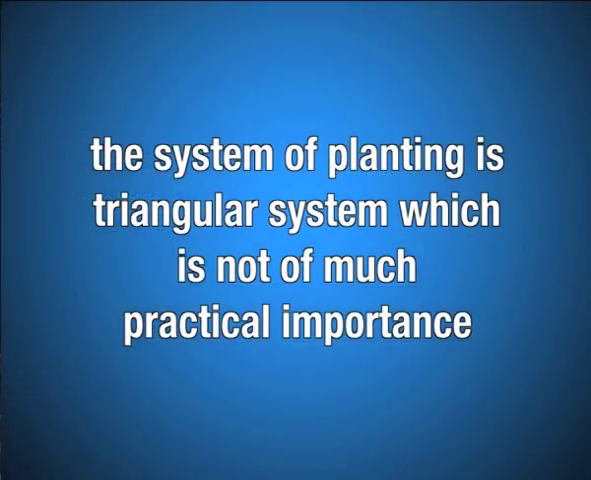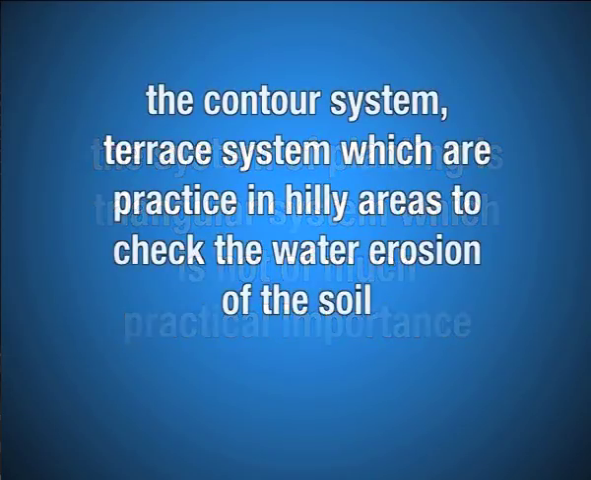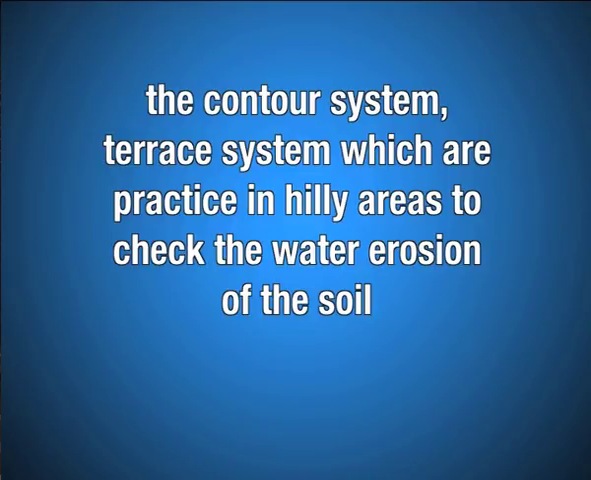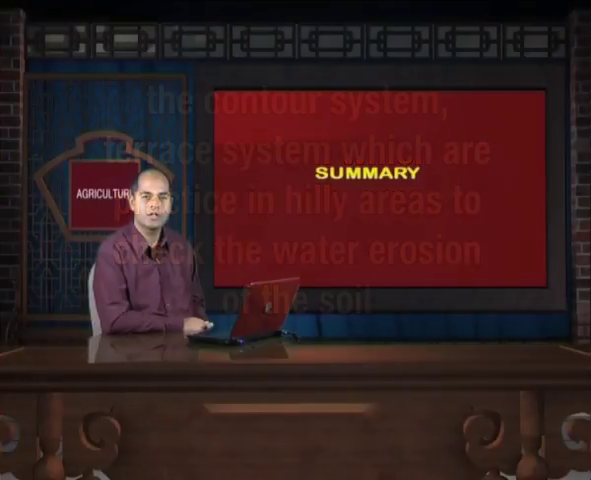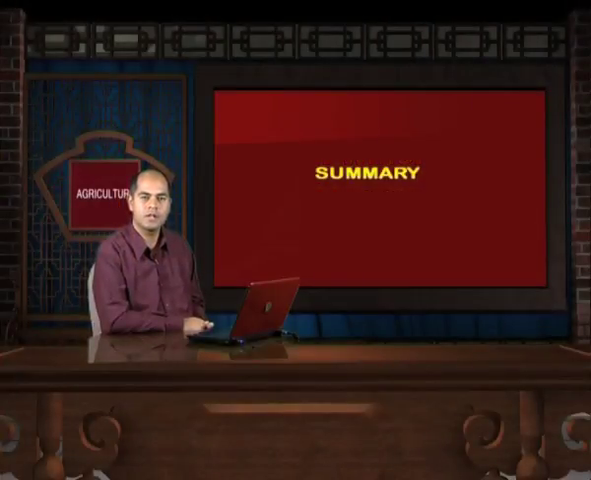Another thing we learned about systems of planting is the triangular system, which is not of much practical importance, and the contour system and terrace system, which are practiced in hilly areas to check the water erosion of the soil. We have also discussed the high density planting system and saw that the yield of various fruit crops like mango, pineapple, banana, etc. has increased tremendously with the adoption of this HDP system.